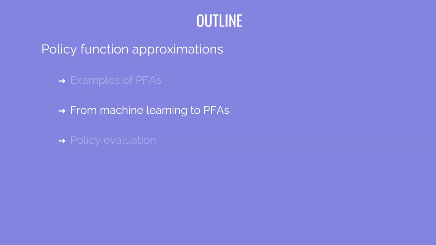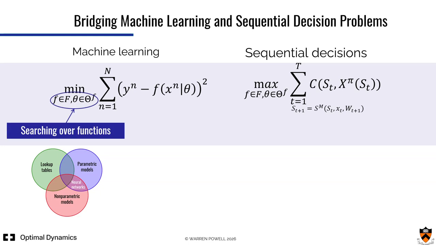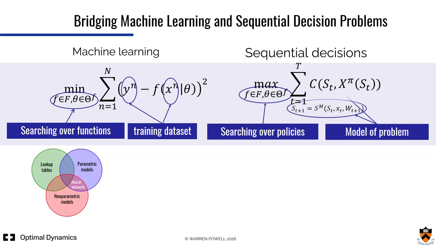So I like to build a bridge sometimes between machine learning and sequential decision problems. In machine learning, we're searching over functions. And in sequential decisions, we're also searching over functions. The functions are called policies, but they're still just functions. In machine learning, we're going to use a training data set. In sequential decisions, say as with the Amazon problem, we model the dynamics of the problem and the objective function. So there was no training data to say, here's the decision, build this function to match the decision. We tuned it so that it just produced the best possible performance.